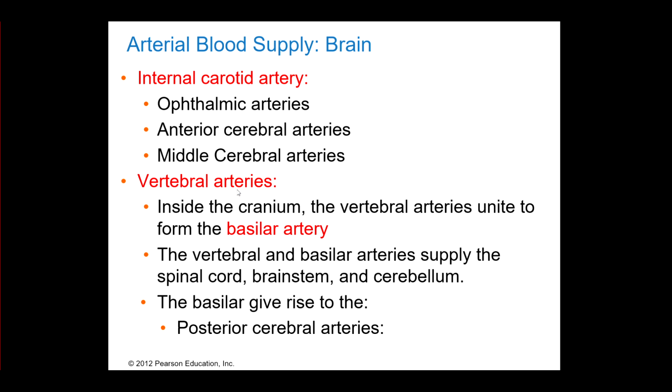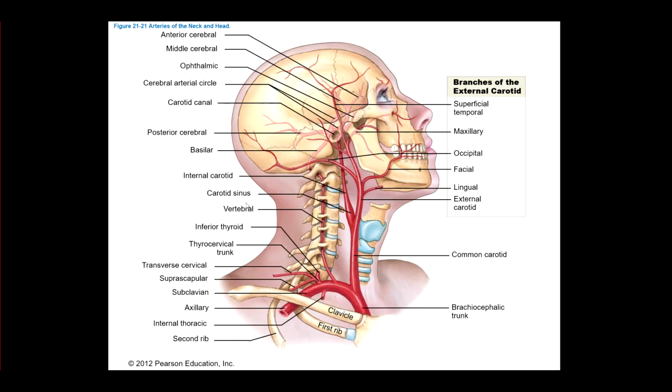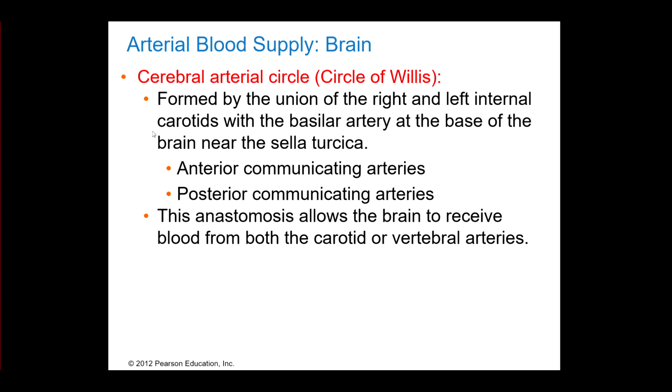The vertebral arteries come in through the foramen magnum, as we said in the last lesson. Once they come in, they unite to form another artery that you should be able to label called the basilar artery. Right? And then that basilar artery is going to give rise to the posterior cerebral artery. Then we can tie this system to this system by the communicating arteries, right?